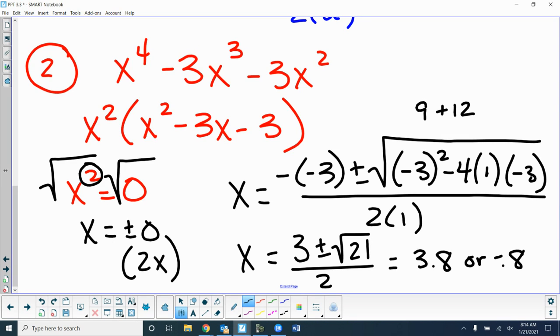So 0 works twice, so make sure you tell me its multiplicity. There's the third one, 3.8, and the fourth one, negative 0.8. If you did it this way and left it in radical form, that's okay with me. The 21 won't reduce, when you do a factor tree for that. Questions?